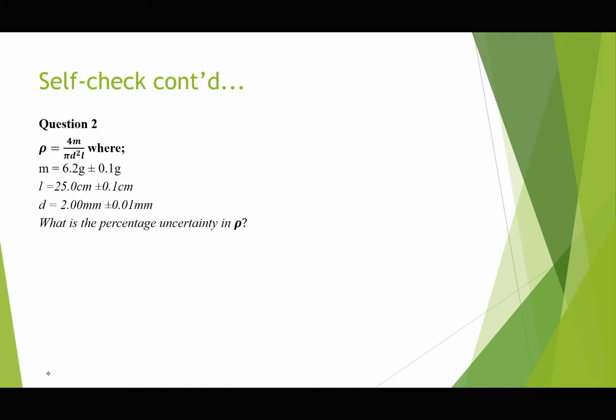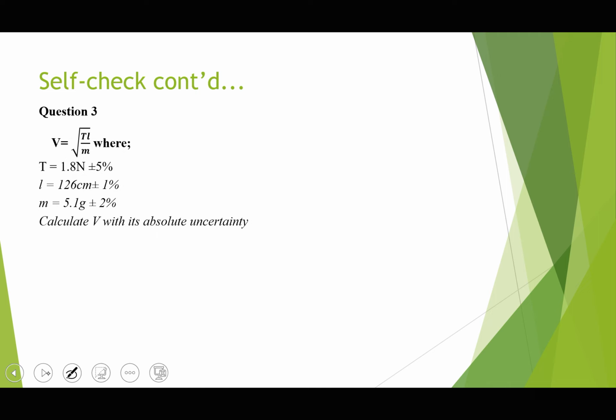Next, number 3, they have given you V as the square root of TL over M. V is most like the speed, T is most like a tension, L is most like a length, M is most like the mass. Calculate V with its absolute uncertainty.